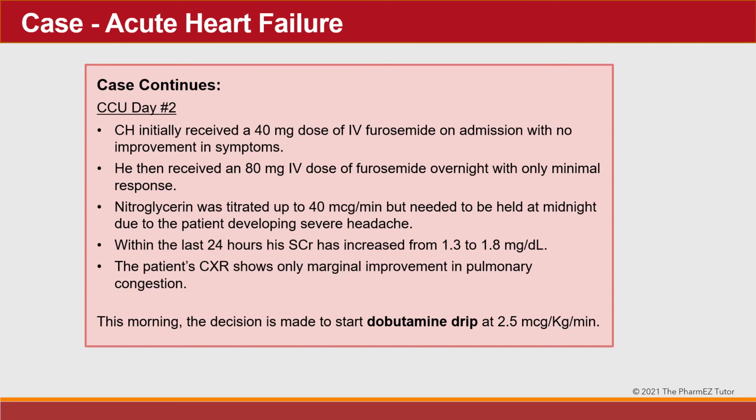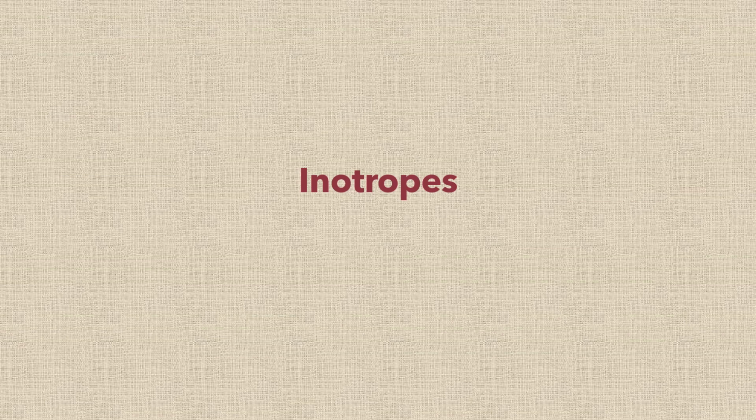This morning, the decision is made to start dobutamine drip at 2.5 micrograms per kilogram per minute. Inotropes can be used in acute heart failure if the patient is not responding to diuretics and nitroglycerin, but they should be used with caution because they can increase the myocardial oxygen demand of the heart and may cause damage. If used, inotropes should be used at the lowest dose needed and at the shortest duration. Both dobutamine and milrinone can cause vasodilation, so use caution if the patient has low blood pressure.